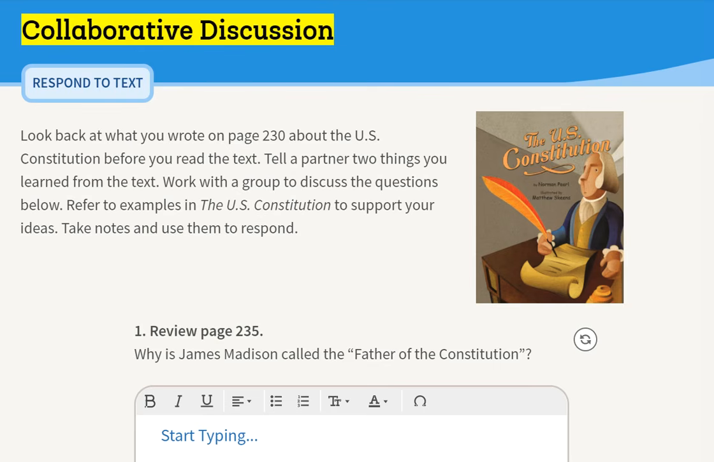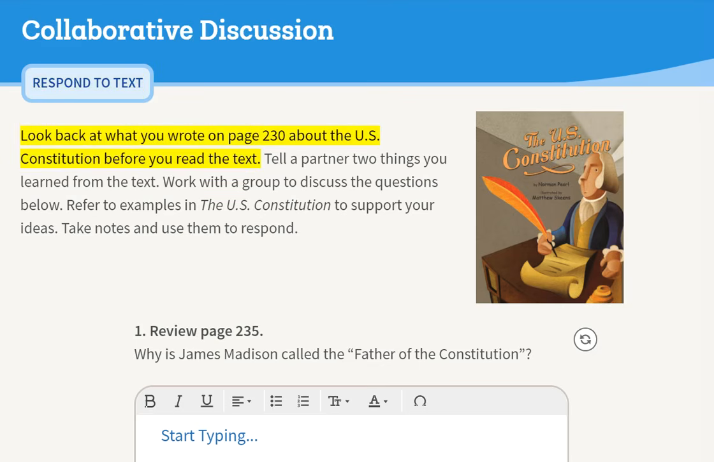Collaborative discussion. Respond to the text. Look back at what you wrote about the U.S. Constitution before you read the text. Tell a partner 2 things you learned from the text. Work with a group to discuss the questions below. Refer to examples in the U.S. Constitution to support your ideas. Take notes and use them to respond.